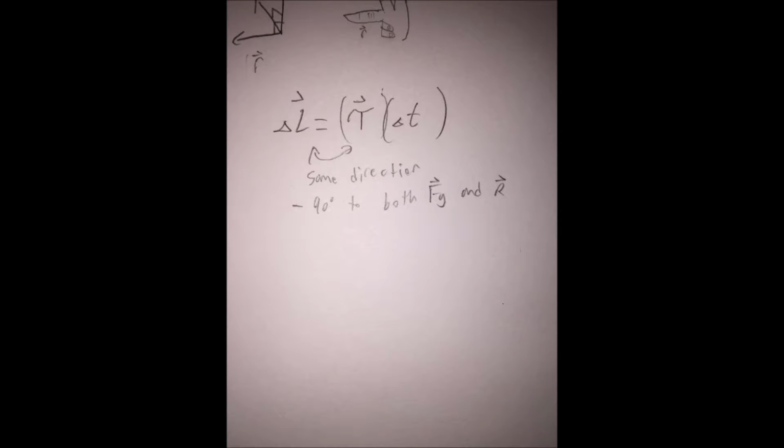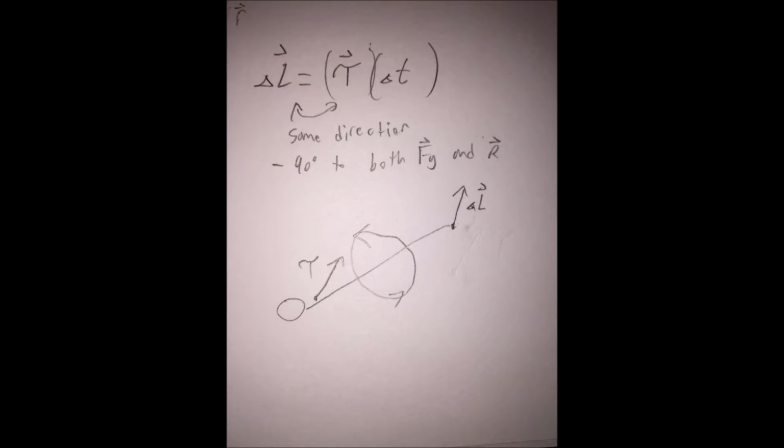And as stated before, the impulse or change in angular momentum is the product of torque and the change over time. And since torque is multiplied by a scalar value of time, torque and impulse have the same direction, which is 90 degrees to the angular momentum vector.